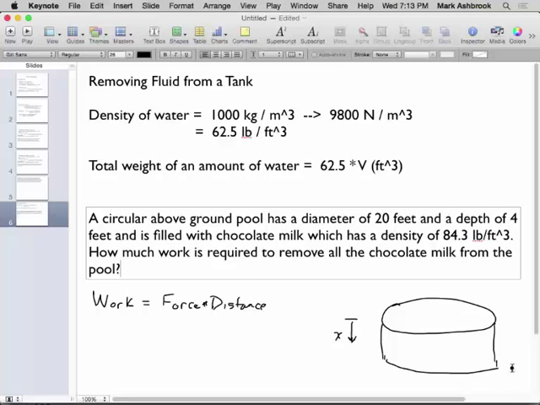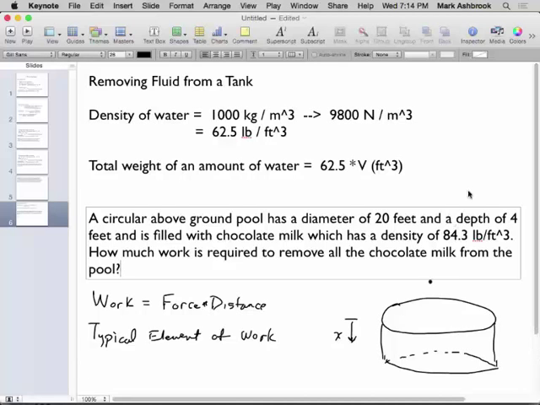So we can take what is our typical element going to be? So our typical element of work is going to be based on what? We need some amount of milk that we can calculate the work for, so that the distance is the same and the force is the same. How can we grab some element of milk for which the distance will be the same and the force will be the same?